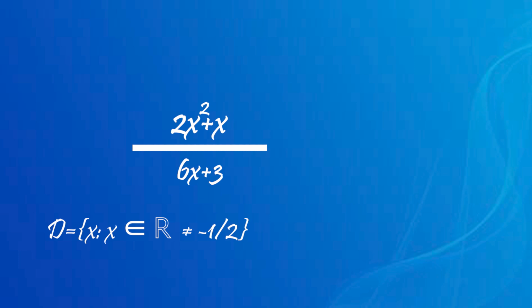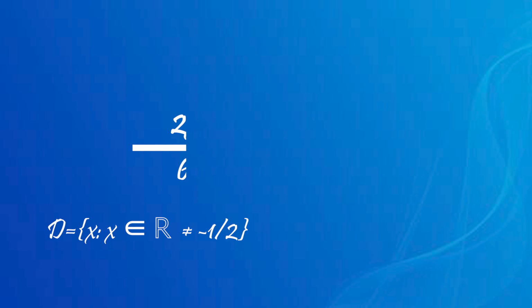This means any value of x except negative 1 over 2 can be applied on this function or can make it defined, but the value x equal to negative 1 over 2 makes the function undefined because it will lead to the denominator being 0.